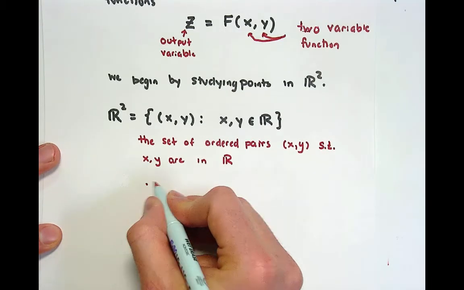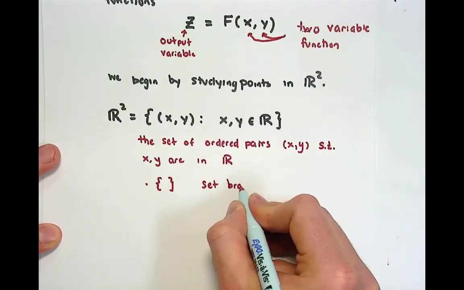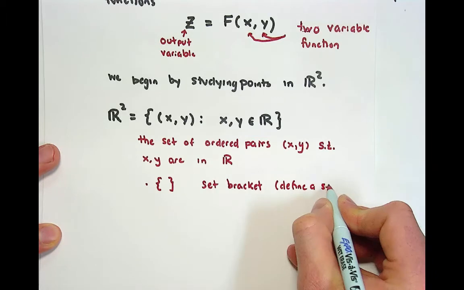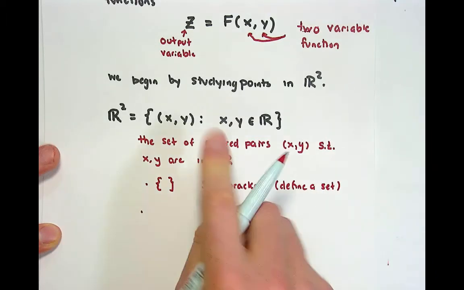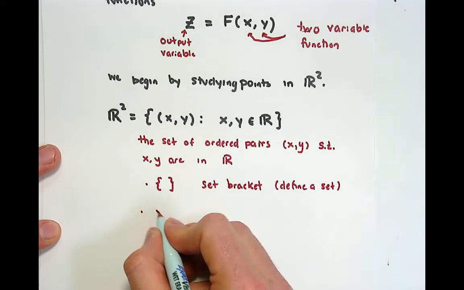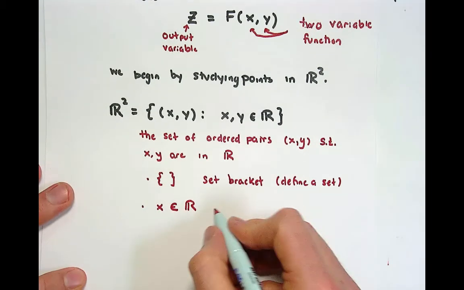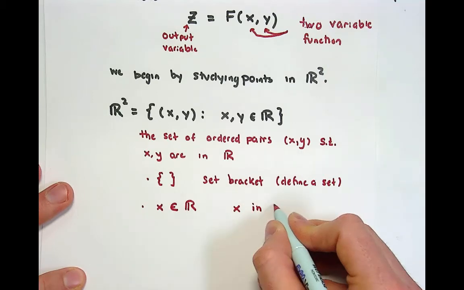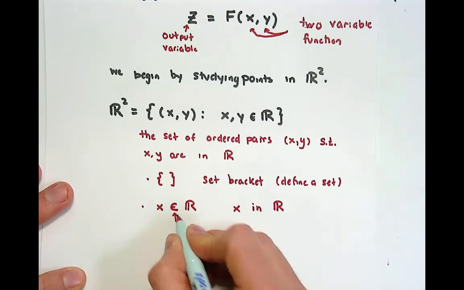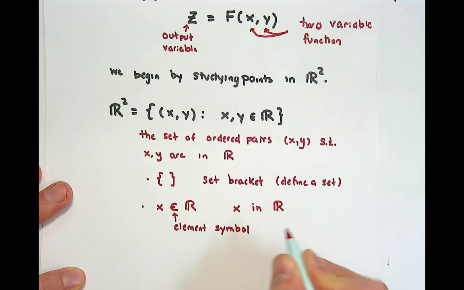These little things are called set brackets. They define a set. This thing right here is called an element symbol. So when we write x element of R, this is read x in R. This is called the element symbol. It's used to represent inclusion in a set.